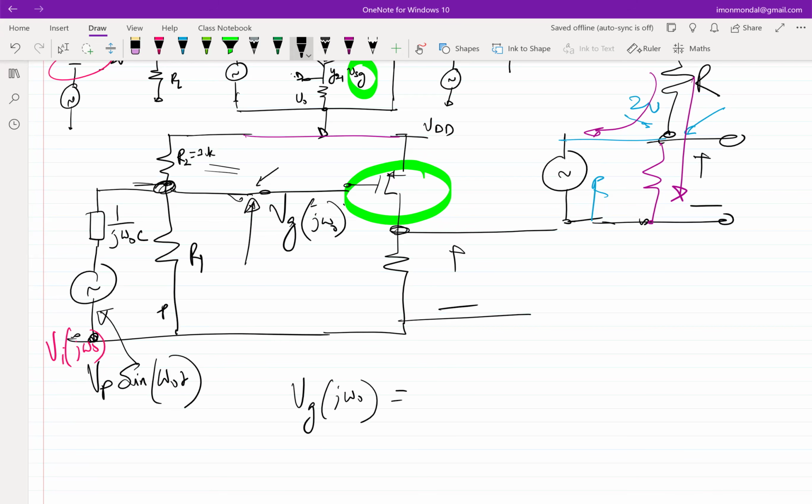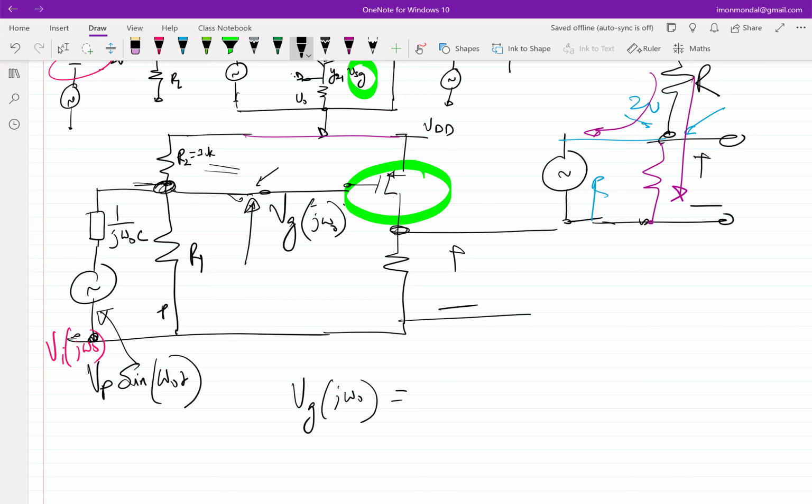Firstly, there are two sources. One is VDD, one is VI. Both of them are operating at different frequencies. So firstly, phasor analysis, is it a linear or a non-linear analysis? Linear. So I can use superposition, right? So this boils down to the comment that he just made. You have two sources operating at different frequencies. Vi operating at omega naught, VDD operating at 0.